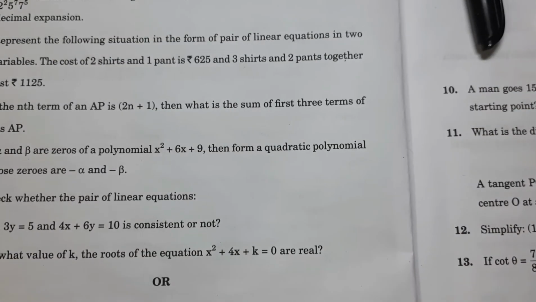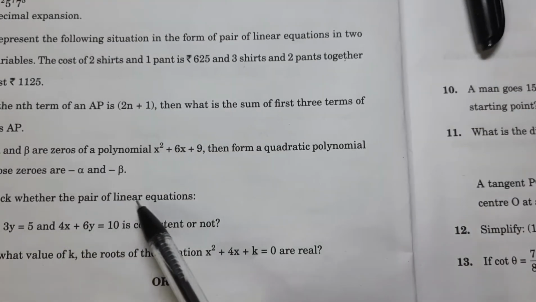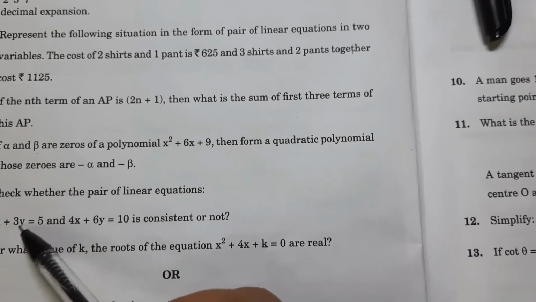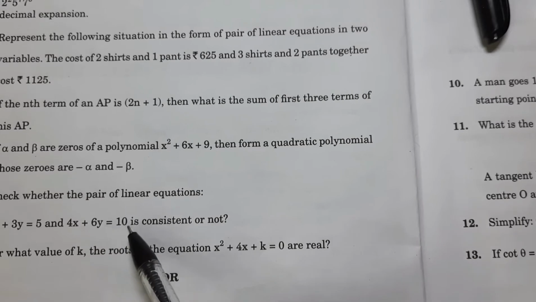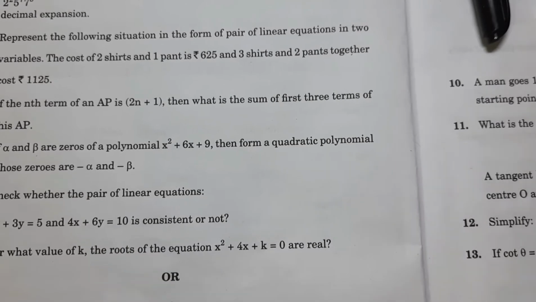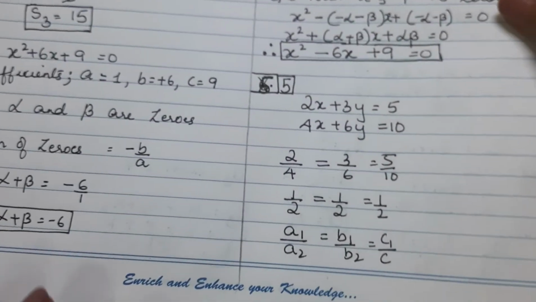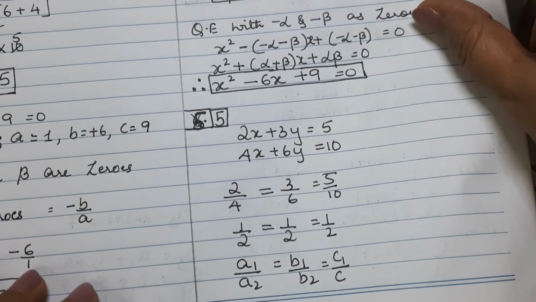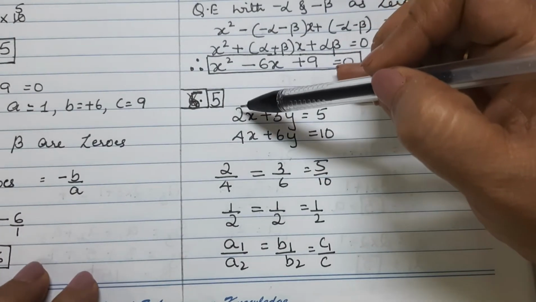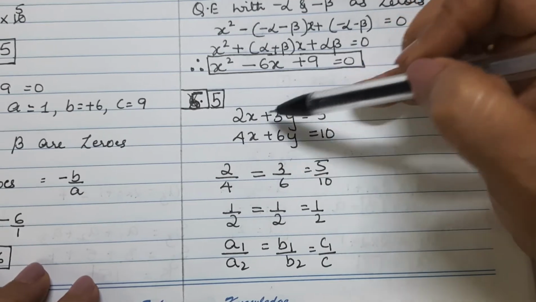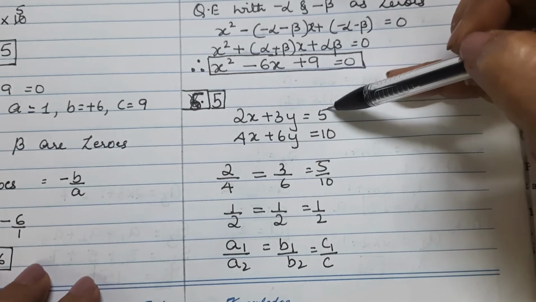So next one, the fifth question here is, check whether the pair of linear equations 2x plus 3y equal to 5 and 4x plus 6y equal to 10 is consistent or not. To find whether they are consistent, they will be consistent for coincident lines and for a unique solution. So we will check a1 by a2, b1 by b2, c1 by c2.